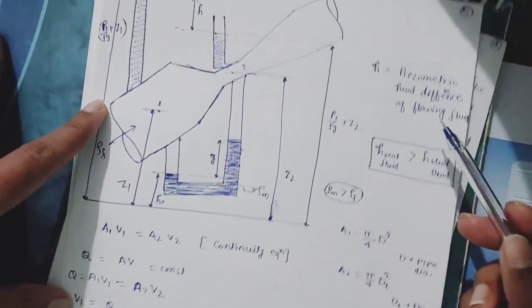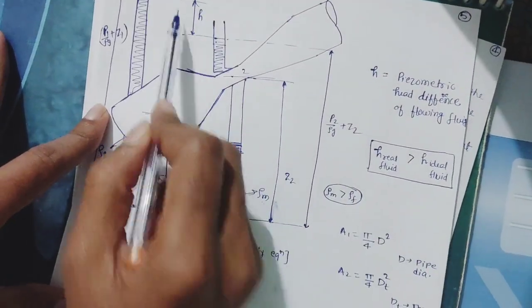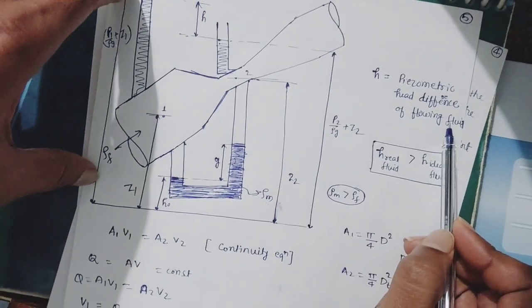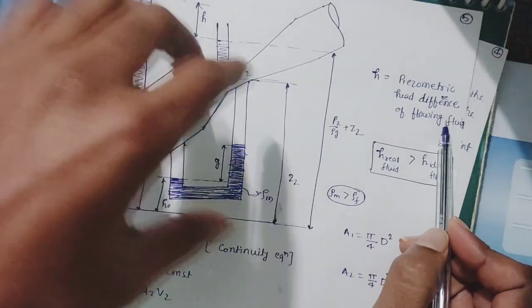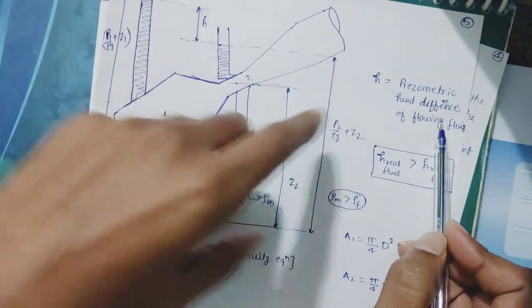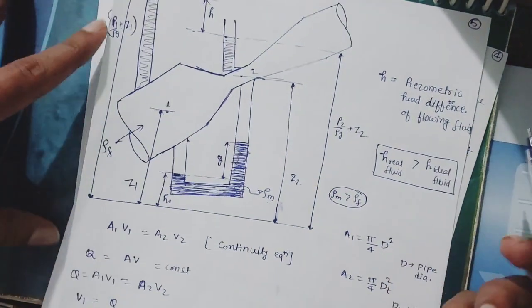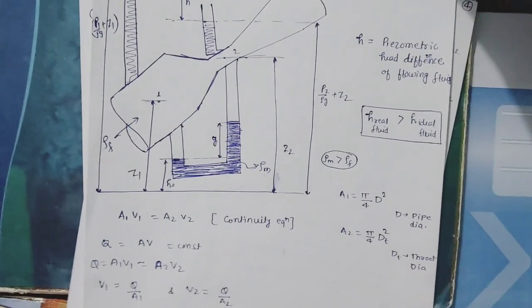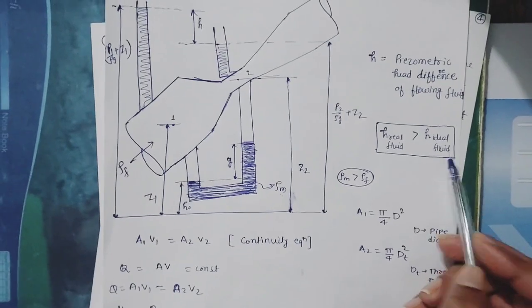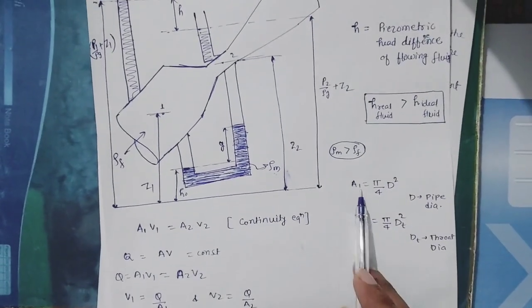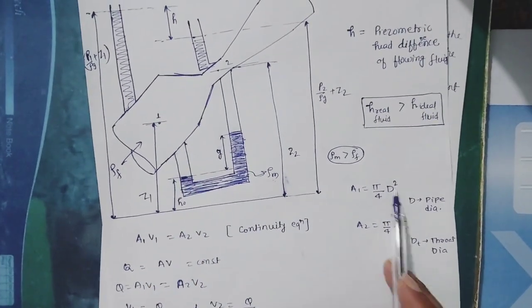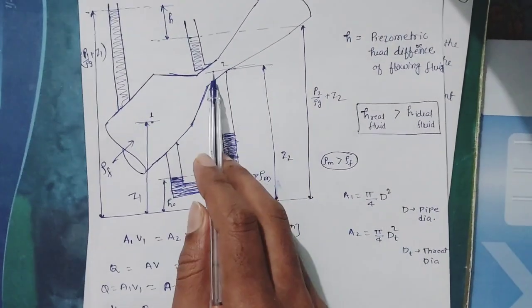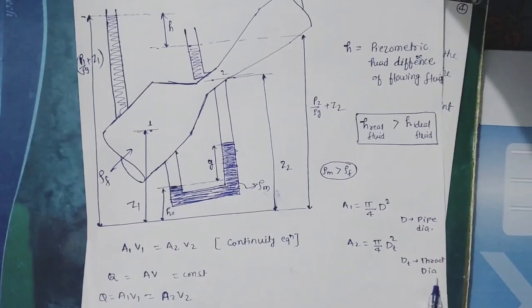Here H is the piezometric head difference of the flowing fluid. This is the piezometric head at point 1 and this is the piezometric head at point 2, so this difference is H. And in a real fluid, H will be more than the ideal fluid H. So the area at this section will be pi by 4 D square, where D is the diameter of the pipe, and area A2 is pi by 4 Dt square, where Dt is the diameter of the throat.